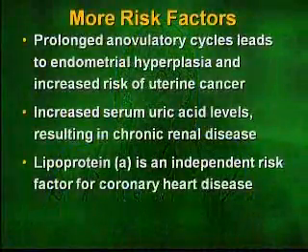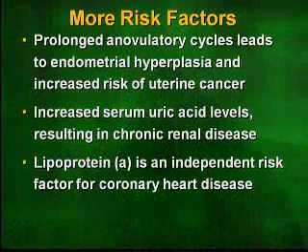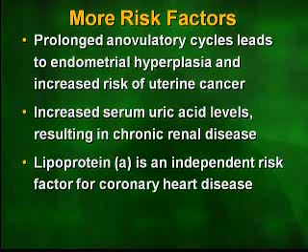These women also experience the prolonged chronic anovulatory cycles that lead to endometrial hyperplasia and the increased risk for uterine cancer. They have increased problems with chronic renal disease. They also could develop, as we've just mentioned, the coronary artery disease.